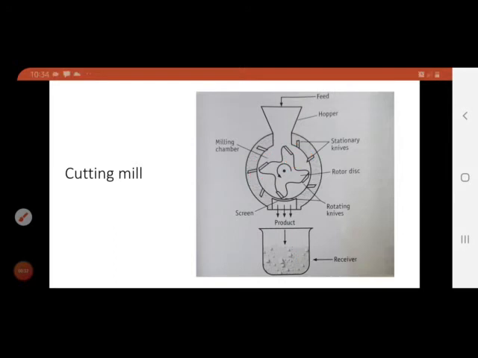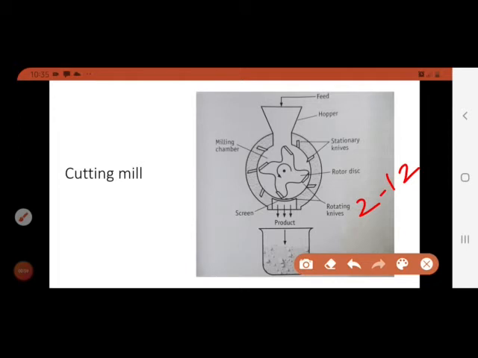Let's see about the construction. In construction, there will be two types of knife present in the cutter mill. One is a stationary knife and another one is a rotating knife. The stationary knife is present on the scissor casing, and the rotating knife is present on the rotor disc. The rotating knives may be 2 to 12 in number, uniformly spaced on the rotor disc.